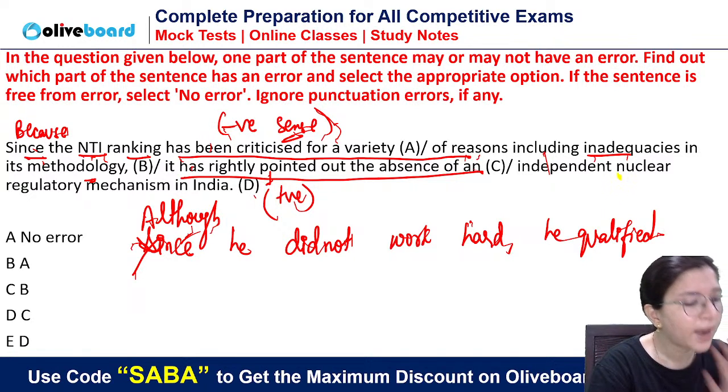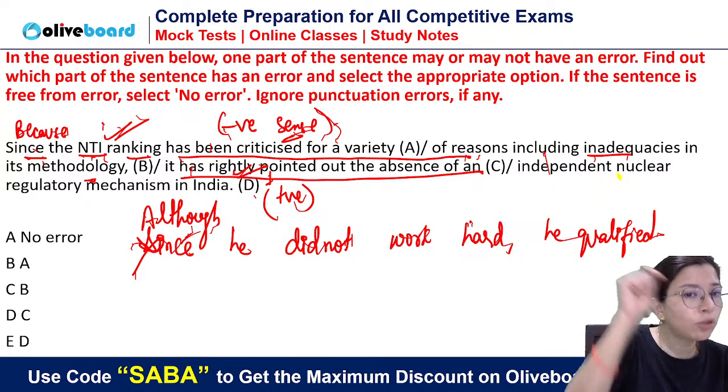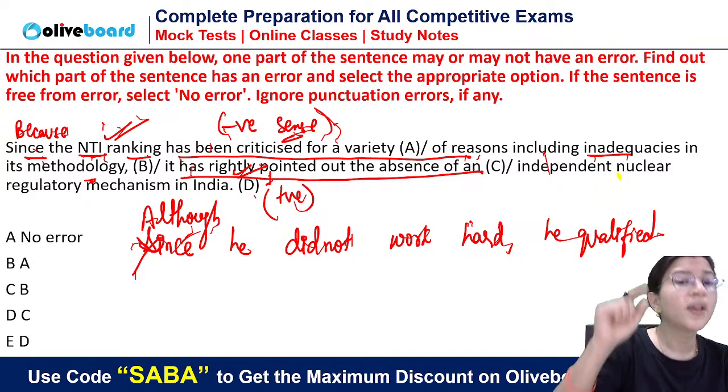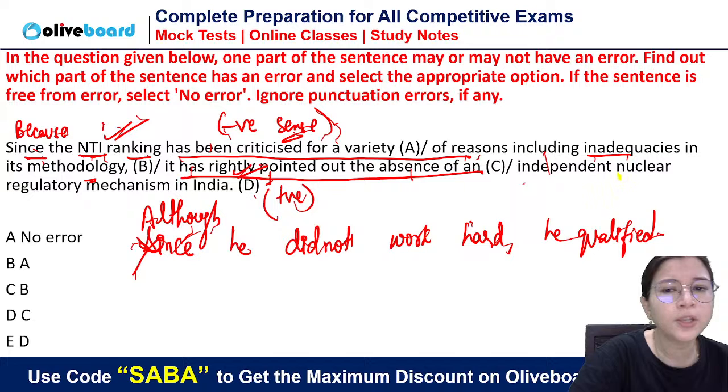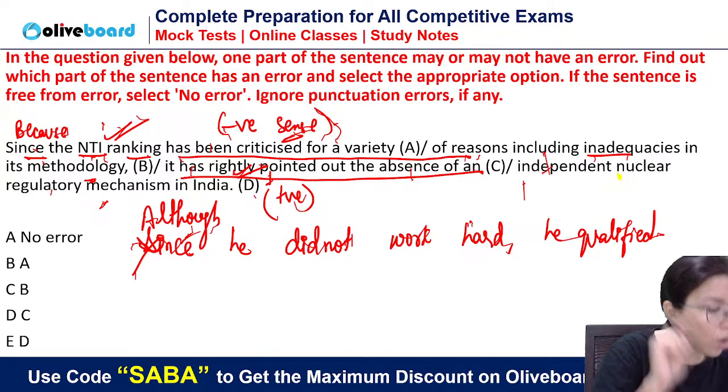So since is for reason and for time period. Absolutely correct. So here it has rightly pointed out, means we are talking about the NTI ranking. Although it has been criticized for a variety of reasons, it has rightly pointed out the absence of an independent nuclear regulatory mechanism in India. Did you get the point? Although, though, all these words will come, while can come.